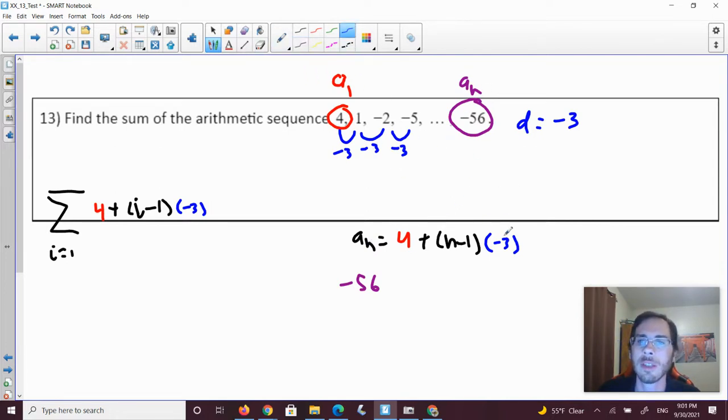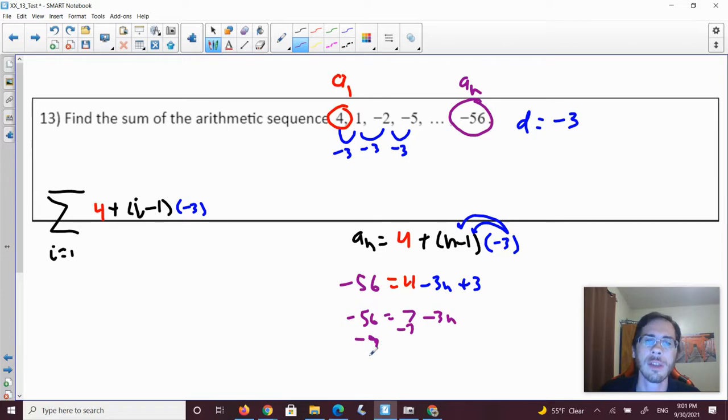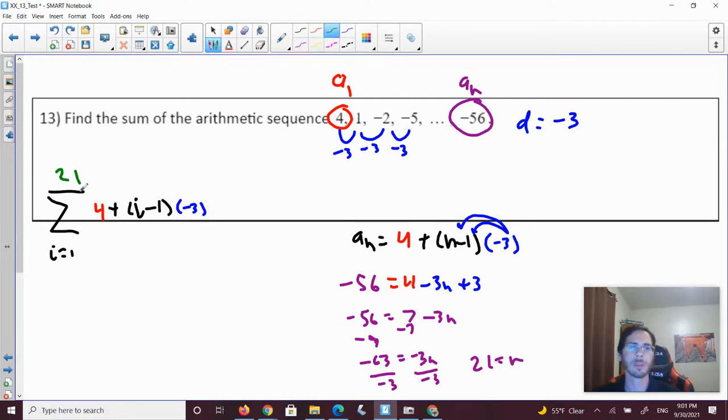To make things a little bit easier, I think I'm going to distribute this -3 to both pieces. So we get 4 minus 3n plus 3. We'll combine some like terms. So 4 plus 3 is 7 minus 3n. We can subtract 7 from both sides. So -63 equals -3n. We can divide both sides by -3, and that's going to give us 21 equals n. And that actually is our number that we want up here for sigma. So if we want, we could let sigma take care of this for now.